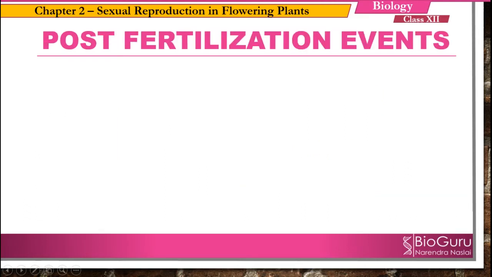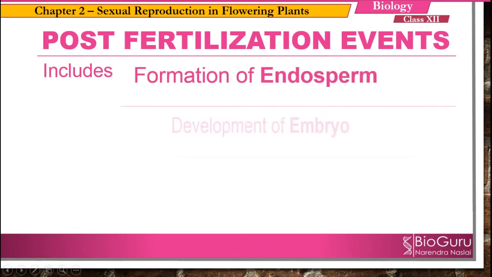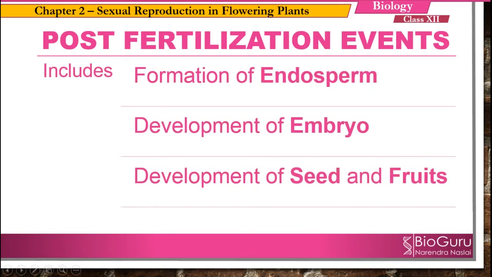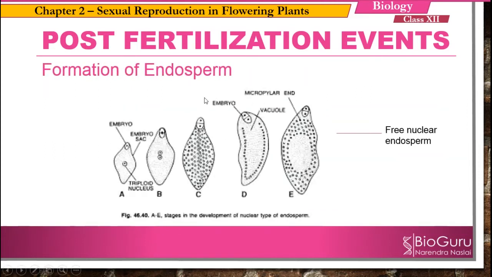Now let us study about post-fertilization events. It includes formation of endosperm, development of embryo, development of seed and fruits. Let us understand one by one. First one, formation of endosperm. Endosperm develops before the embryo because the cells of the endosperm provide nutrition to the developing embryo. The primary endosperm nucleus repeatedly divides to give rise to the free nuclei stage.